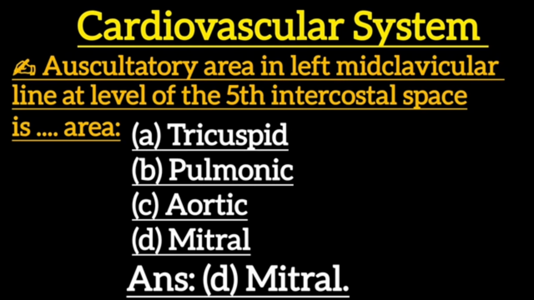Next one is, auscultatory area in left mid-clavicular line at level of the fifth intercostal space is which area? Option A, tricuspid. Option B, pulmonic. Option C, aortic. Option D, mitral. Correct answer is option D, mitral.